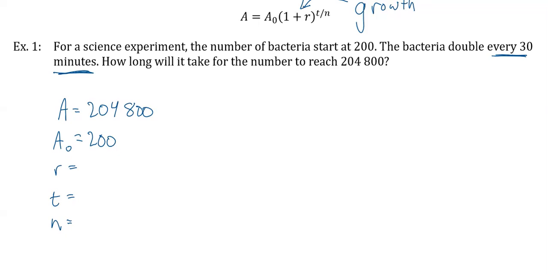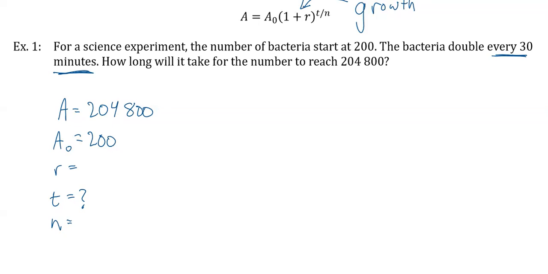I'm going to skip R for now. It says, how long will it take? So that's solving for T. Same thing when it comes up on the test, you'll have to be able to understand what the question is asking you to solve for. Is it giving you time and asking you to solve for the final amount? Or is it giving you the final amount and asking you to solve for time? Okay.